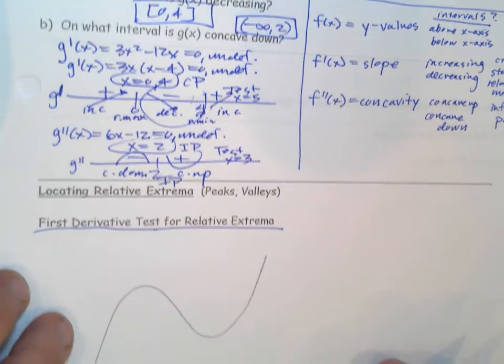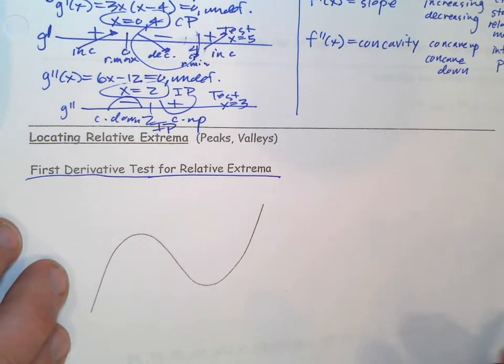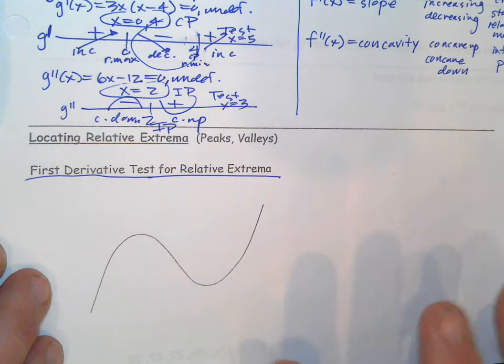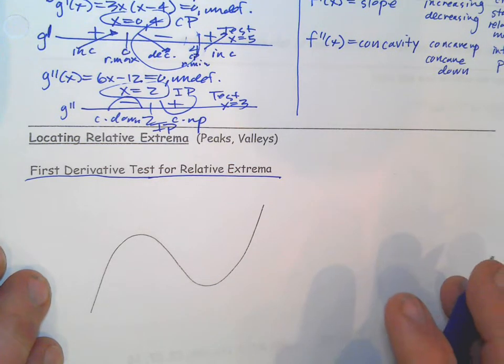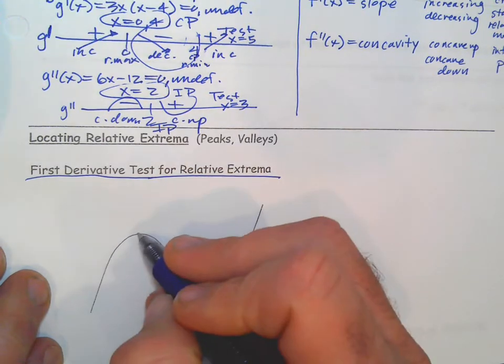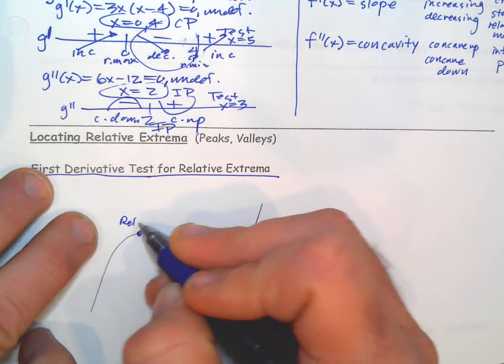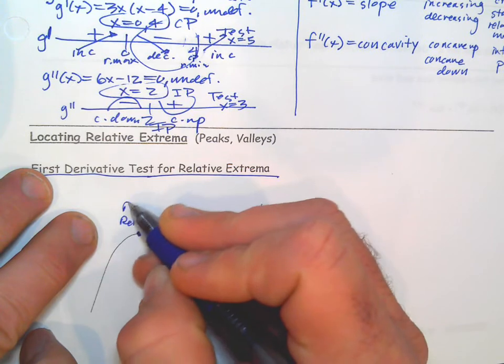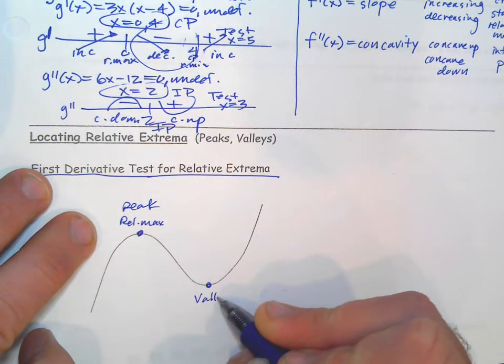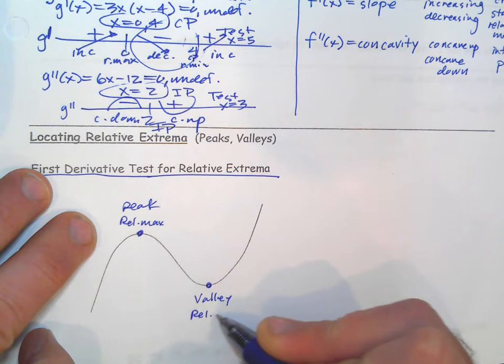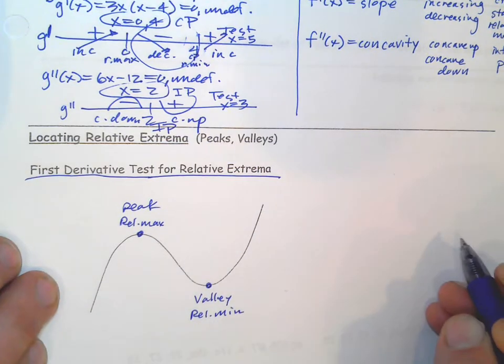Now, there's a bit of a definition to it, but it's better if you just understand it. Basically, it's kind of a simple idea. If you have a graph, you say, okay, this is a relative max right here, which is a peak, non-technical term, or a valley, non-technical term. Technical term would be relative min. How do you identify it?